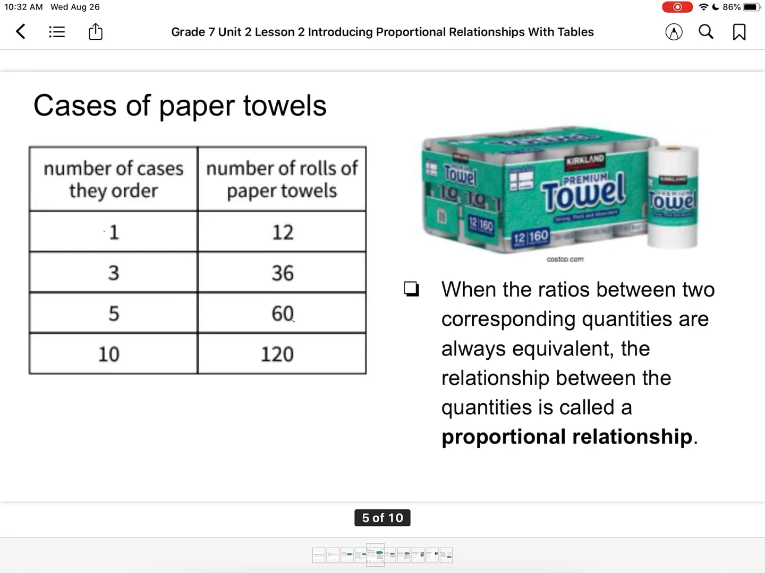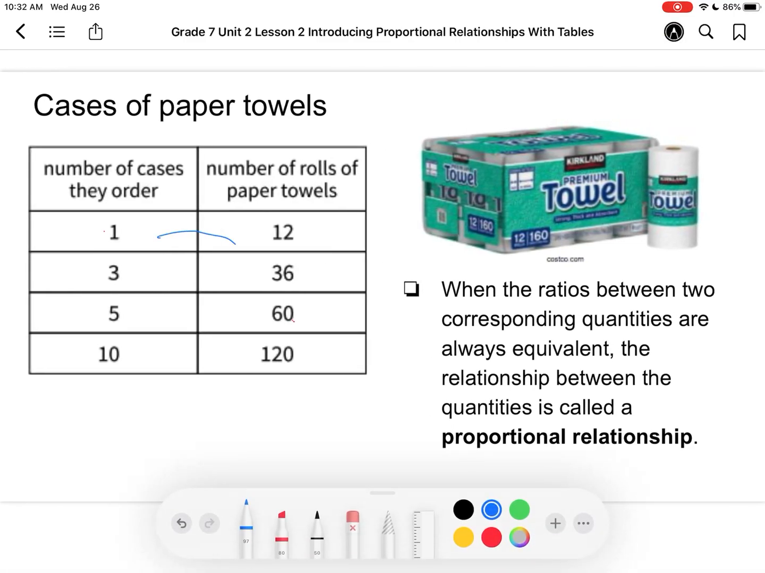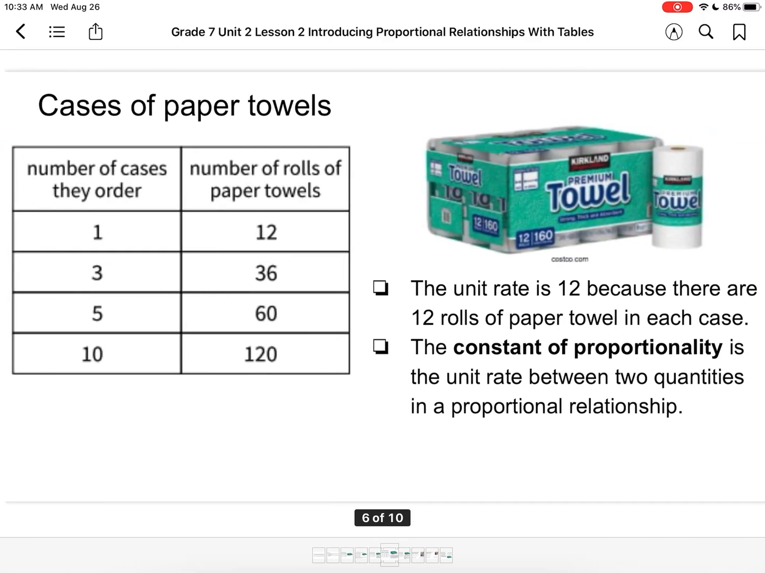So when the ratios between the corresponding quantities are always equivalent, then we can say that the relationship is a proportional relationship. So in this case, they're always equivalent because we always have 12 rolls per case. So 1 times 12 is 12, 3 times 12 is 36, 5 times 12 is 60, 10 times 12 is 120. So this is a proportional relationship.